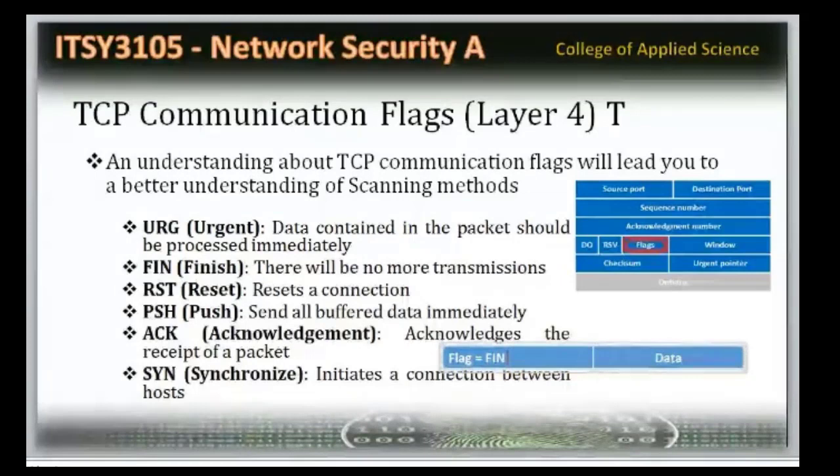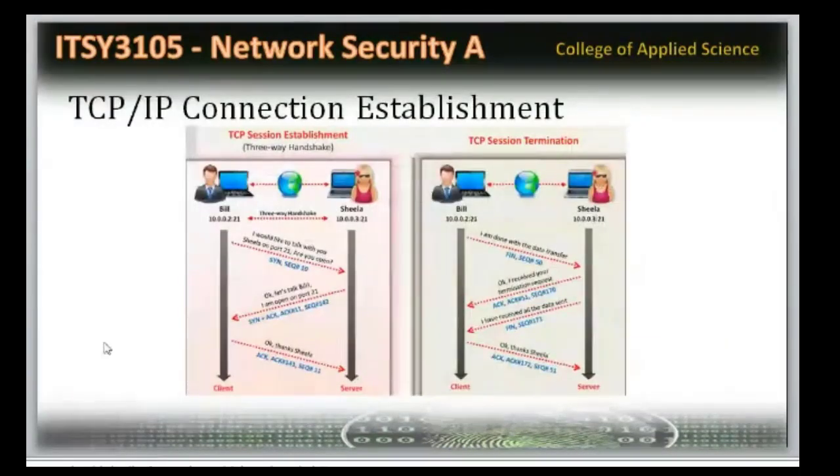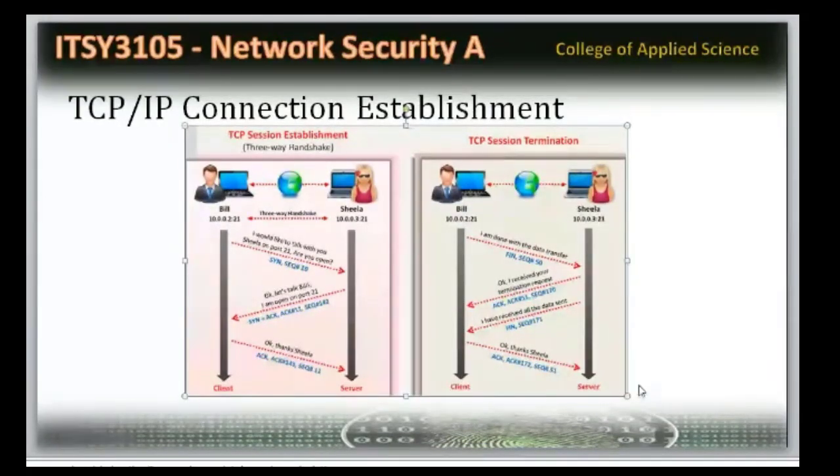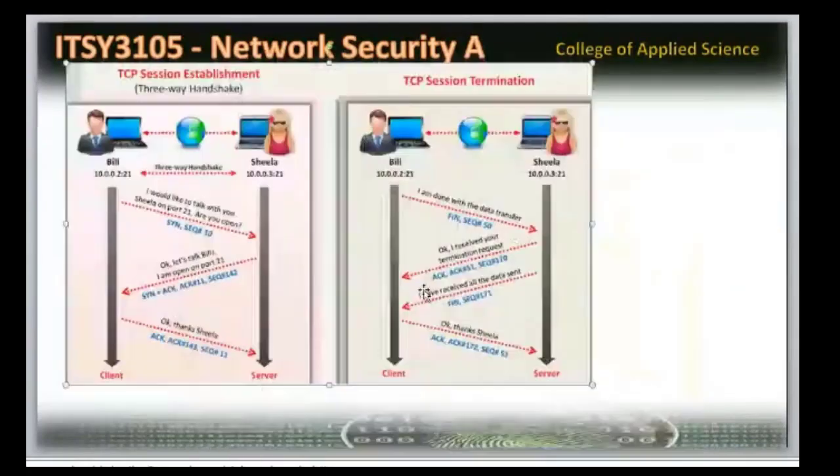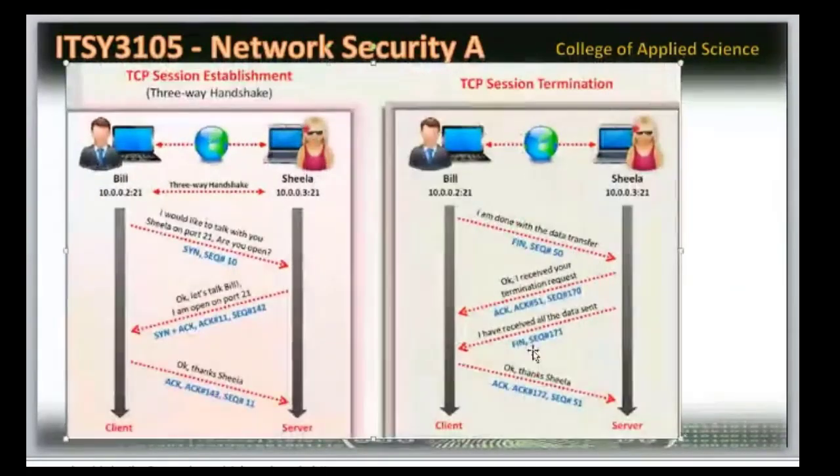So depending upon the situation, the flag will be changed. Okay, you see the next slide, you will understand better. You can see this is the first machine and this is the second machine. Then my first machine wants to have a TCP connection with the second machine. I want to establish a TCP connection.